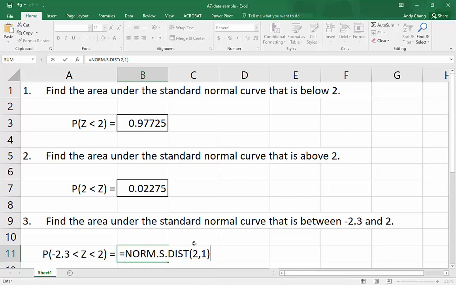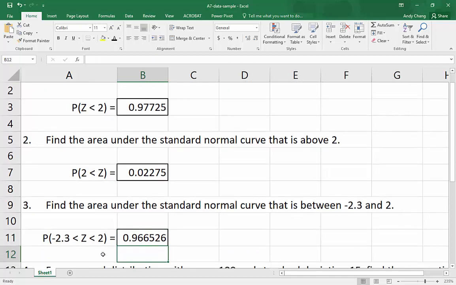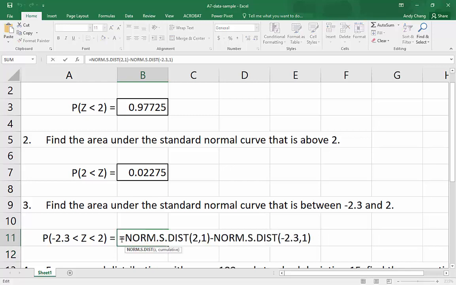That's the cumulative distribution at 2 minus NORM dot, and we're going to use that function again, negative 2.3 and comma 1. So this will give me the cumulative distribution at 2, and also cumulative distribution at negative 2.3. So the cumulative distribution at 2 subtract the cumulative distribution at negative 2.3 will give me the actual distribution in between these 2 points. And that's 0.9665, right? You can do this problem by actually figuring out this one first and use another cell to figure out this one next, and then find a difference.